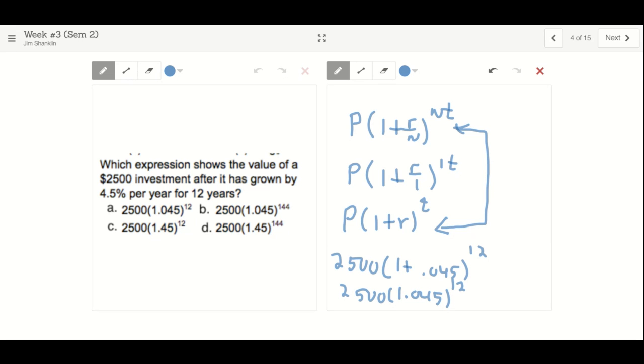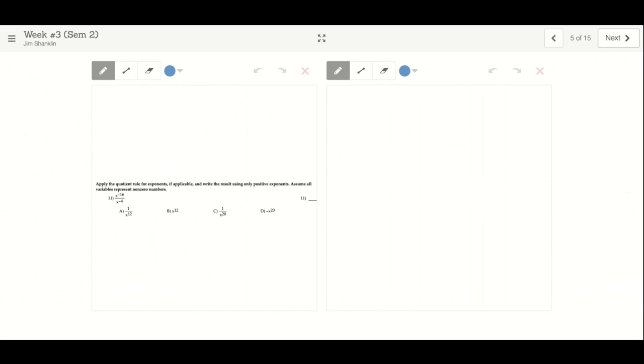All right. So now I'd like you guys to go to slide number 5. And I'm going to let you guys do this problem yourself. It says apply the quotient rule for the exponents if applicable and write the result using only positive exponents. All right, so I have x to the negative 16th over x to the negative 4th. What should my answer be simplified down?